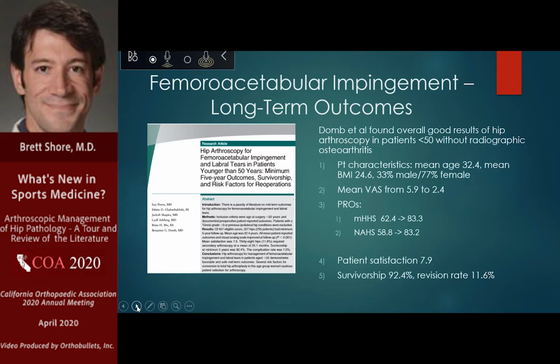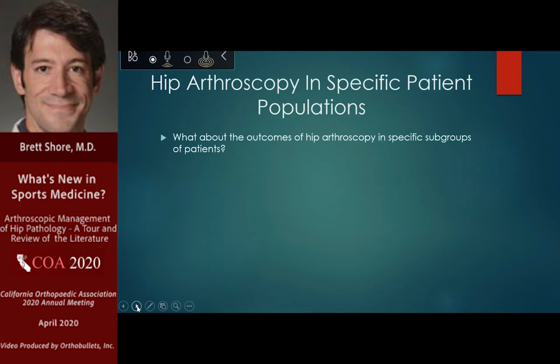What about long-term outcomes? So we haven't been doing this operation long enough to have a lot of really good long-term data, but this study by Dr. Dome found in patients under 50 with a mean follow-up of over 5 years that the average decrease in visual analog pain score was 3.5. They all had improvements in their patient-reported outcomes. The revision rate is interesting to note, though, because he had noted a revision rate of over 11%, which is something we should probably keep an eye out for as we follow our primary hip arthroscopies longer.